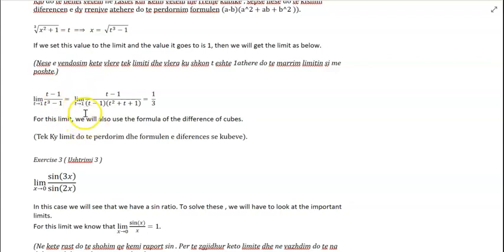And the limit when t goes to 1 is t minus 1 over t minus 1 times t squared plus t plus 1. And t minus 1 cancels out, and we end up with a limit when t goes to 1 of 1 over t squared plus t plus 1, and that is equal to 1 over 3. For this limit, we'll also use the formula of the difference of cubes that we have written here.